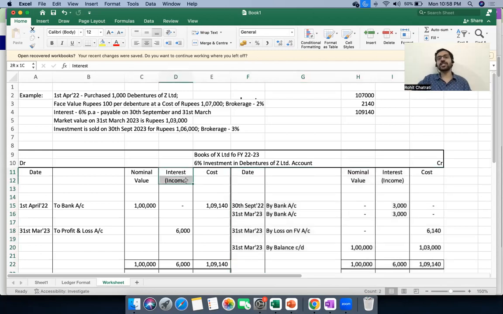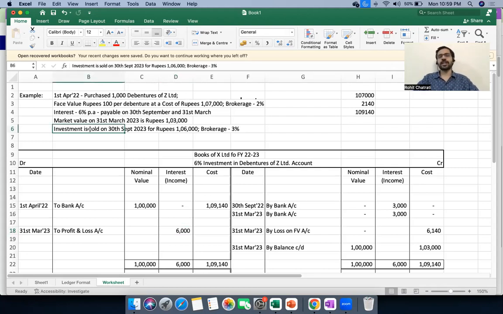For interest, because this is a P&L ledger, it's vice versa. When you're earning something, you credit interest income. When you're reversing something or transferring it to P&L, you recognize it on the debit side. That's the intuition I wanted to give you so that you're able to act a little faster.